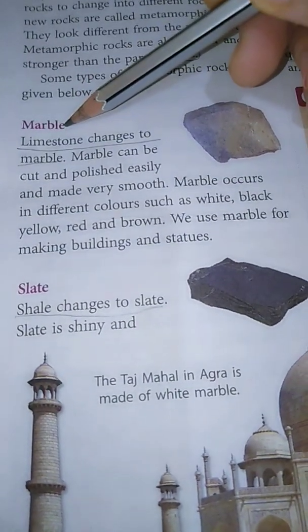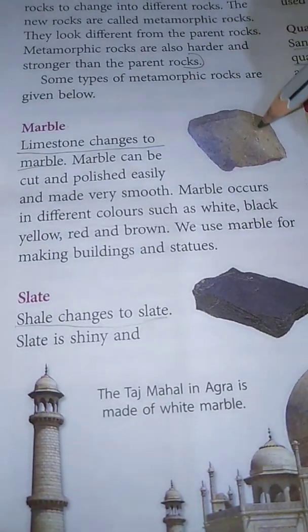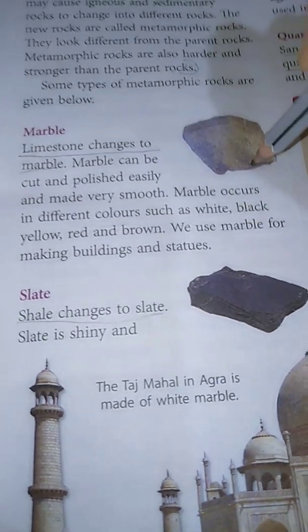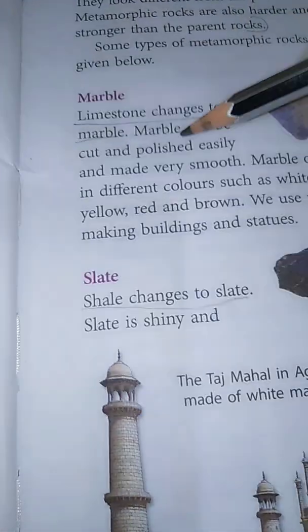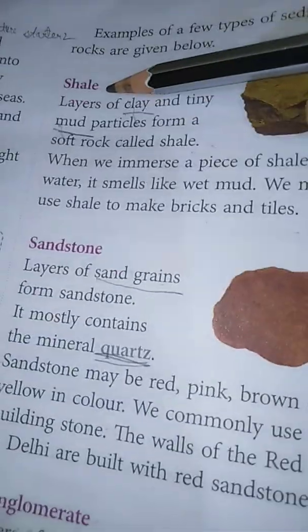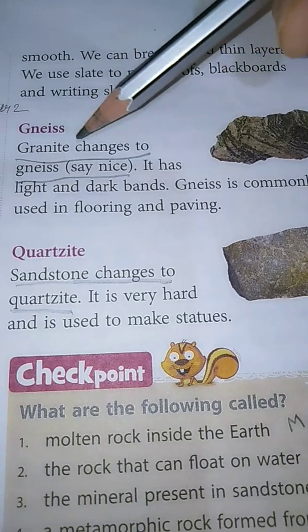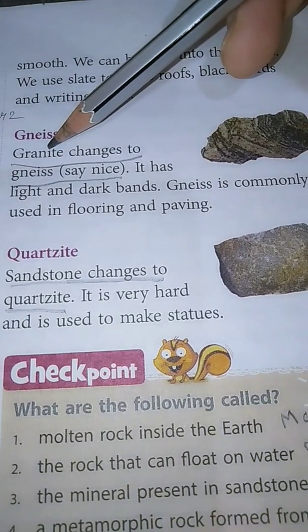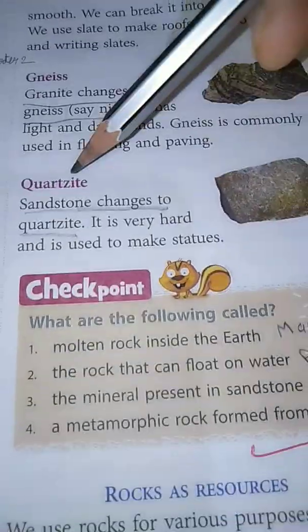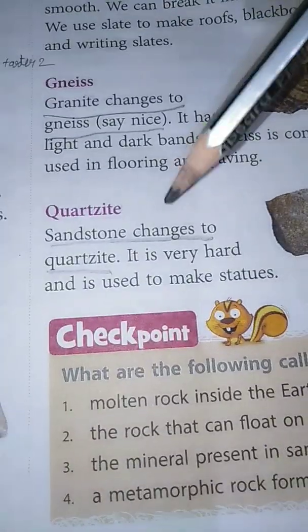Now let us see some of the metamorphic rocks. First is marble. You all have seen marble. Some of you use it at home for flooring also. Limestone changes to marble. The rock shale changes to slate. Now this is gneiss. The granite rock, an igneous rock, changes into gneiss. And quartzite: the sandstone, a sedimentary rock, changes to quartzite.